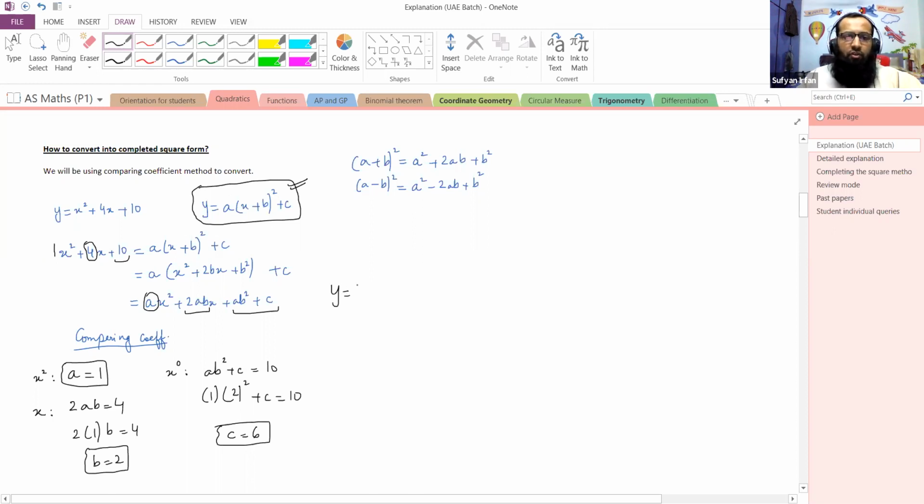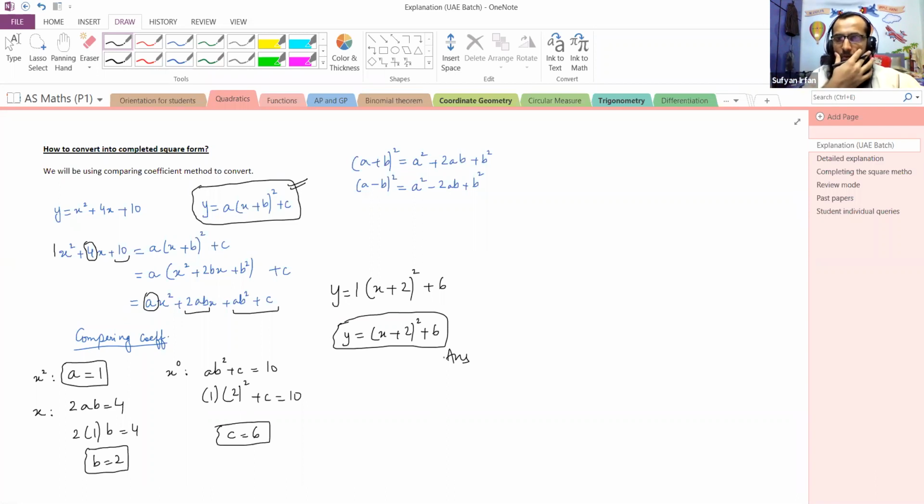The value of a is 1, we are writing 1. The value of b is 2, we are writing 2. 1x plus 2 whole square plus c. It looks odd when we write 1, because if nothing is there, it would be assumed that there is 1. So let's not write 1 over here. It's just (x plus 2) whole square plus 6. So if we write 1 over here, will we be penalized? Of course not. You'll not be penalized, but it's the right way of writing that I always explain, the perfect way of writing a particular thing, right? So this is the final answer.